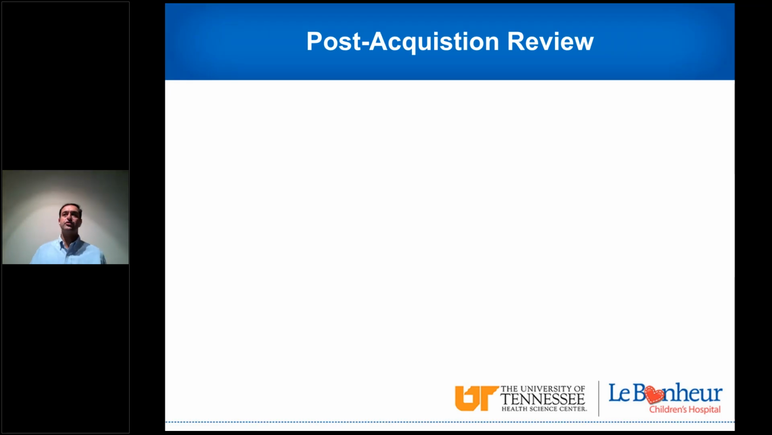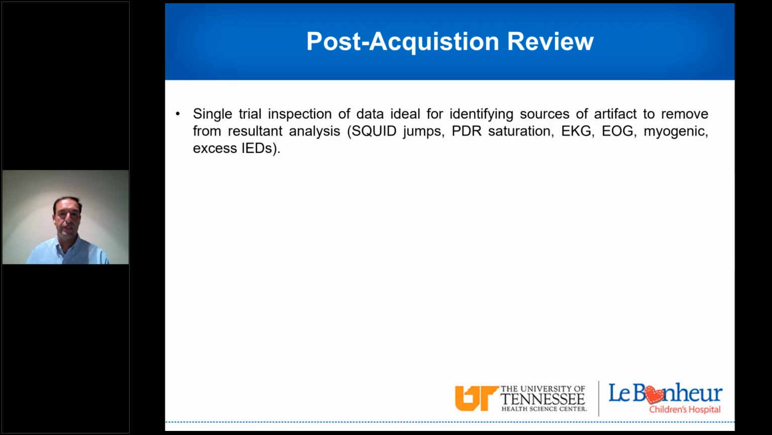So, post-acquisition review: we've collected the data. What is it that we're looking at? Well, ideally, in a perfect world, we want to retain as many clean trials as possible. So single trial inspection of the data, as cumbersome as it might be, is still, in our experience, the best way to address the quality of the data.